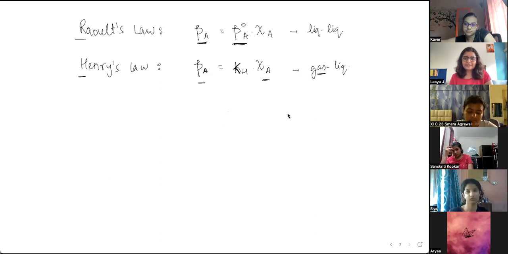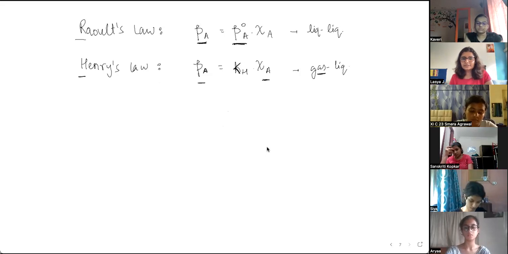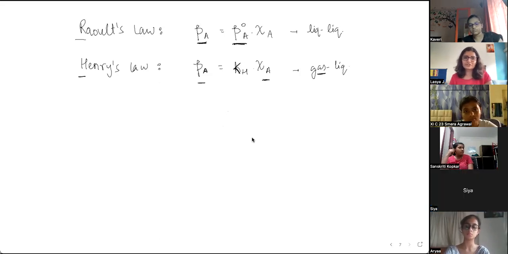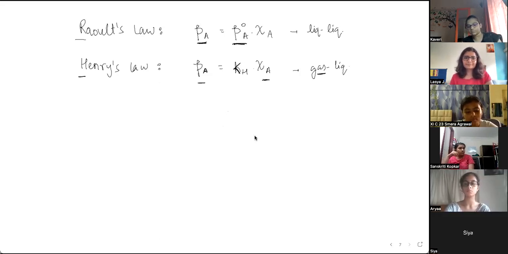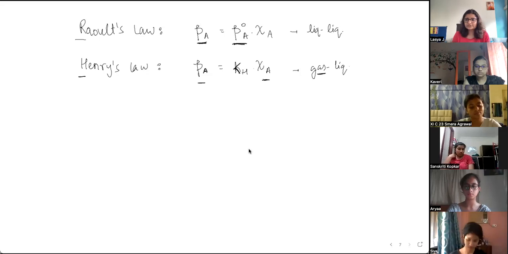Like numerically, both are very similar, very close to each other. So that is why you can consider Henry's law to be a special case of Raoult's law, essentially. If KH value is equal to P naught, that will be the difference between Raoult's law and Henry's law, mainly.